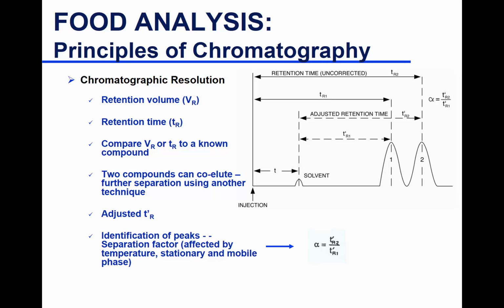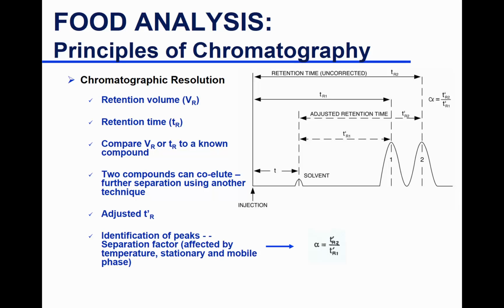Basically, this value will approach 1. If t'R2 equals t'R1, then alpha is 1. Alpha is 1, you don't have separation. Alpha greater than 1, then you start getting separation.